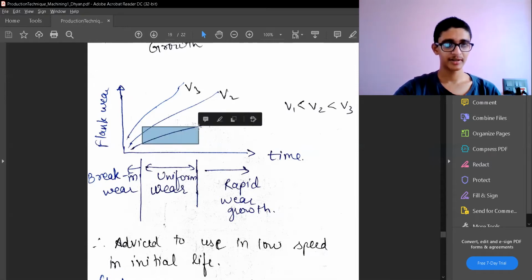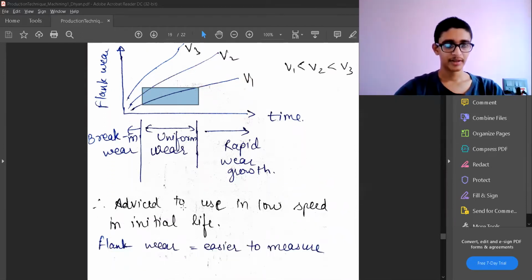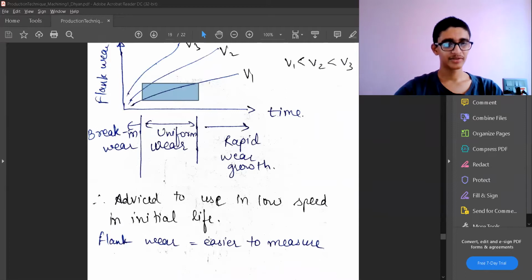So the vertical length is only the flank wear, and this is very small. And in the rapid wear region, the rate increases so much that this distance will increase. This is the only change. In the rapid wear growth region, the rate of wear increase is large. Now it is advised to use low speed so that we can reduce the flank wear.